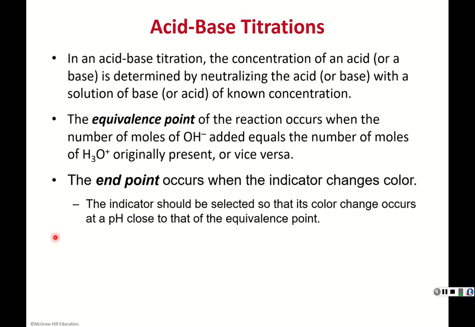So lastly, we'll talk about acid-base titrations, and we'll pick this up again next time to finish it off, but just an introduction. In an acid-base titration, the concentration of an acid or base is determined by neutralizing the acid or base with a solution of the opposite base or acid that you know the concentration of. Right? Equivalence point, that's when the reaction occurs where you have the same number of moles of, if you're adding a base, you add the same amount of base to the number of moles of acid that you originally have, or vice versa. The end point is when the indicator changes color, so hopefully your indicator endpoint will be the same point as the equivalence point.